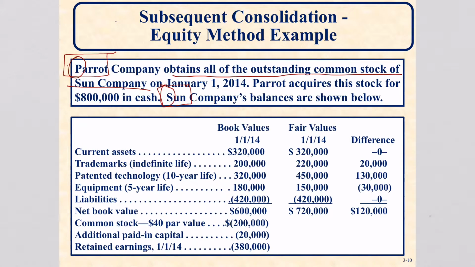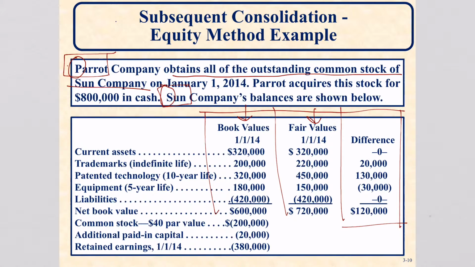All right, this kind of information here is also familiar to you. This is Sun Company's balances at the date of acquisition, 1/1/14. These are the fair values. Here's the differences in the net asset values between the book values and the net asset fair value, and it gives us a lot of neat information.